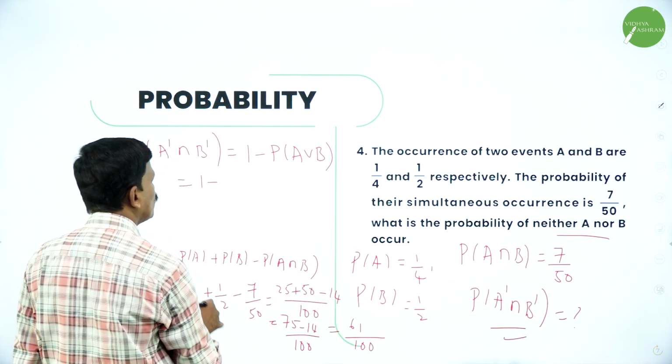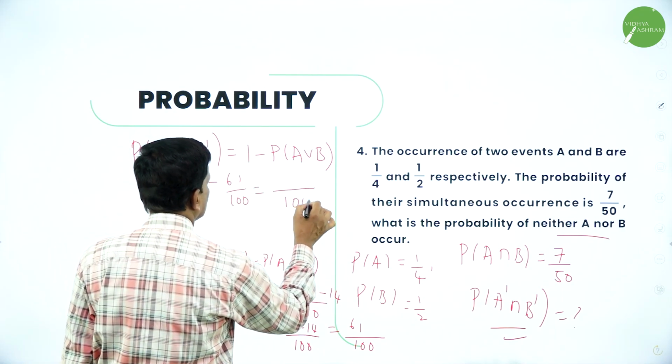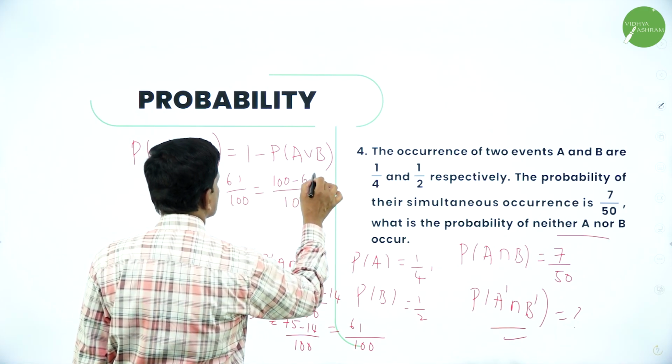Substitute here. So this is equal to 1 minus probability of A union B, which is 61 divided by 100. Take LCM. 100 is the LCM. 100 minus 61.